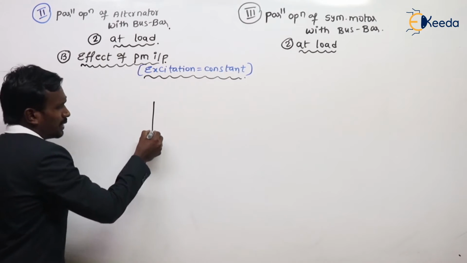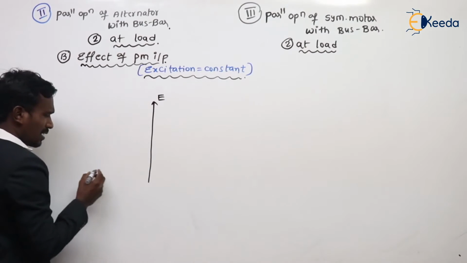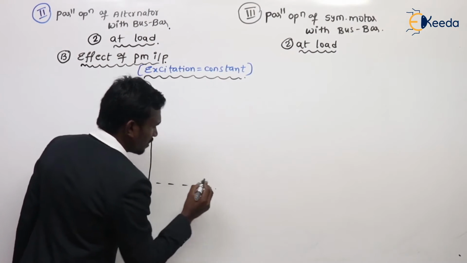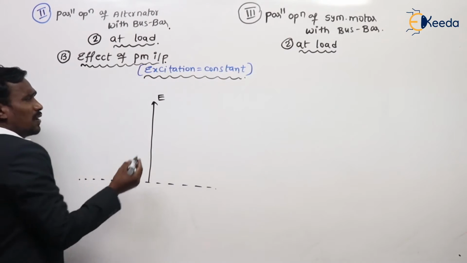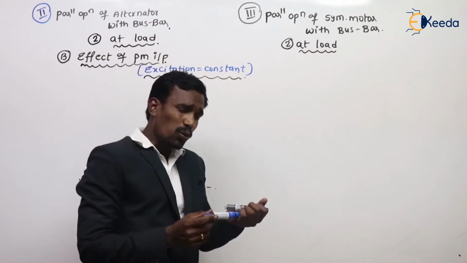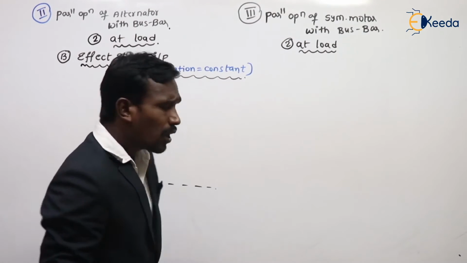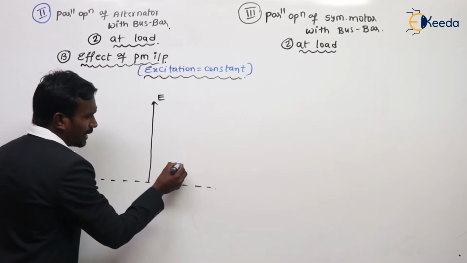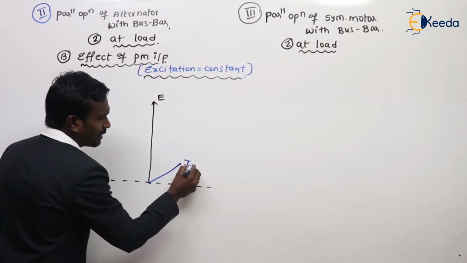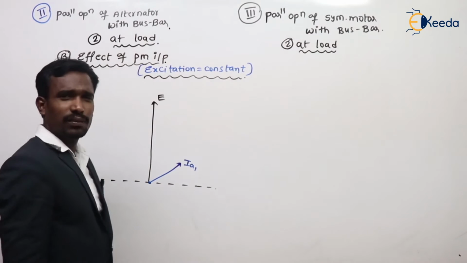For example, this is our EMF. Alternators are generally required to operate at lagging loads, right? So, for example, this is my initial, normal condition, IA1.